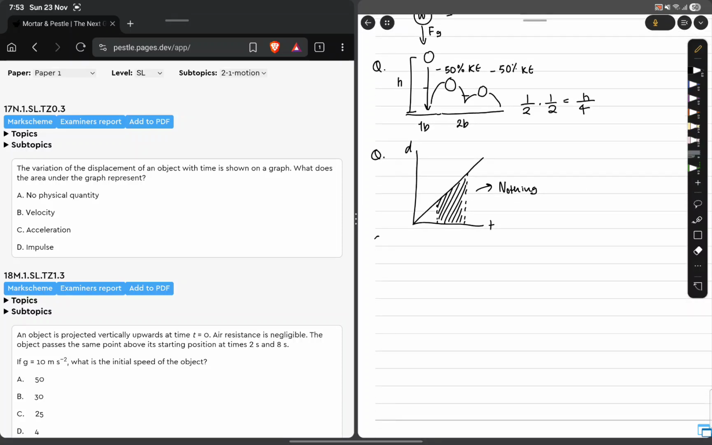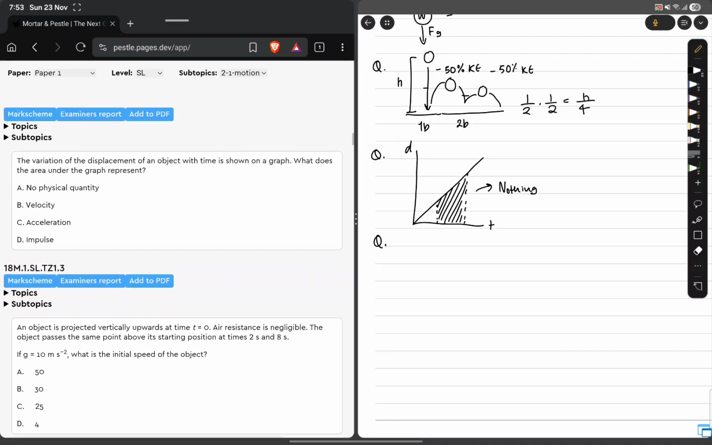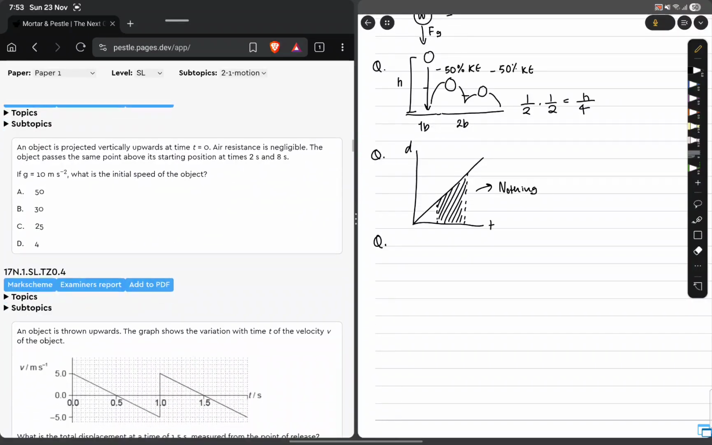Next question. Alright, so, next, oops, let's go back there. An object is projected vertically upwards at time 0. Alright, so it's moving upwards at time 0. Air resistance is negligible. The object passes the same point above its starting position at time 2 seconds and 8 seconds. Alright.